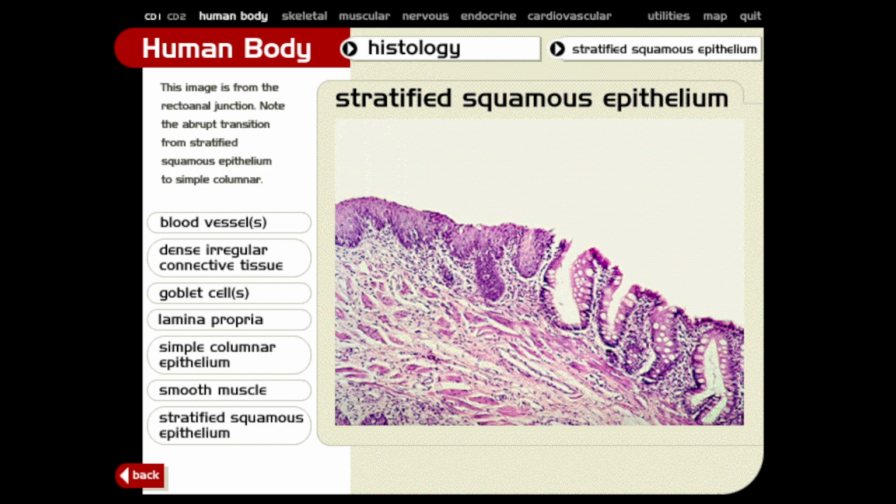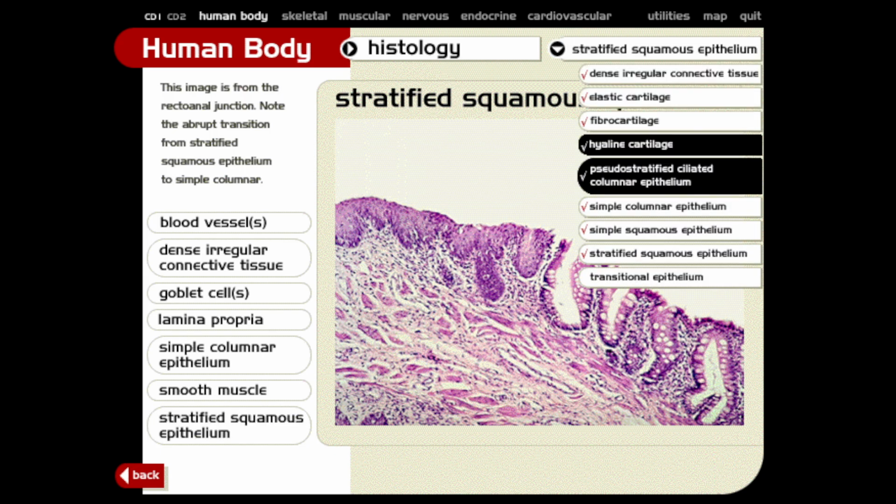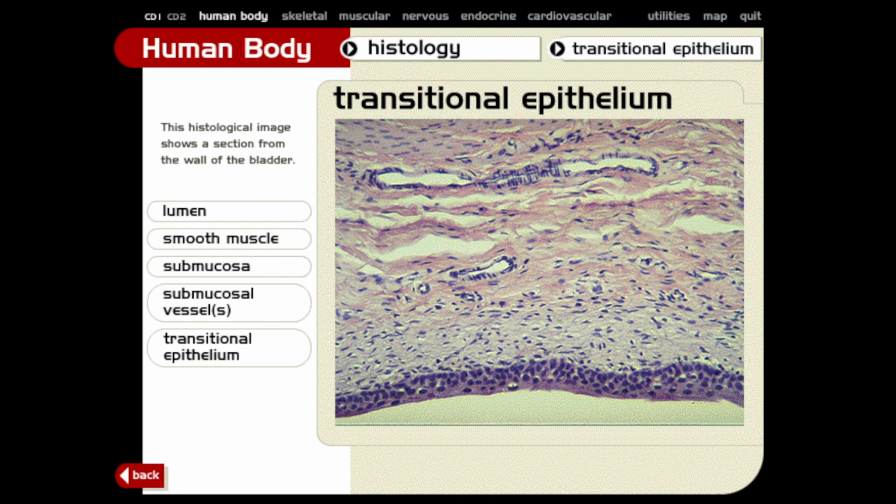This image is from the recto-anal junction. Note the abrupt transition from stratified squamous epithelium to simple columnar. This histological image shows a section from the wall of the bladder.